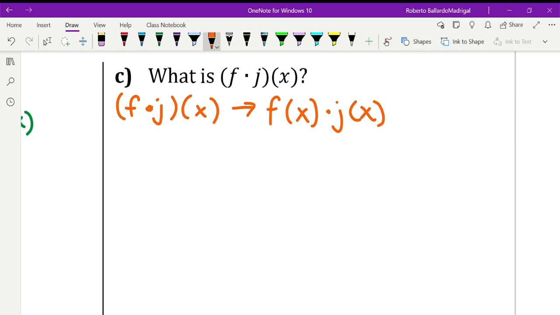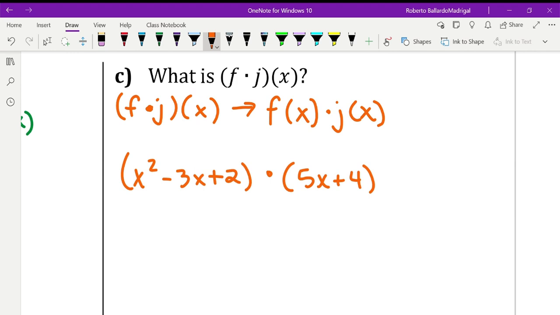Let's check in. So f of x is x squared minus 3x plus 2. And we have 5x plus 4, sorry, 5x minus 4. Because we are multiplying these terms together, we could do it one of two ways. We could use an area model or a distributive property. But the best way to do it between those two is definitely an area model.